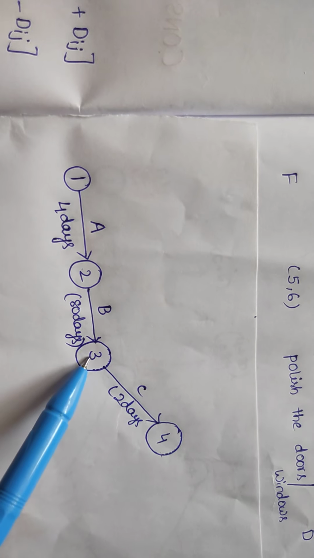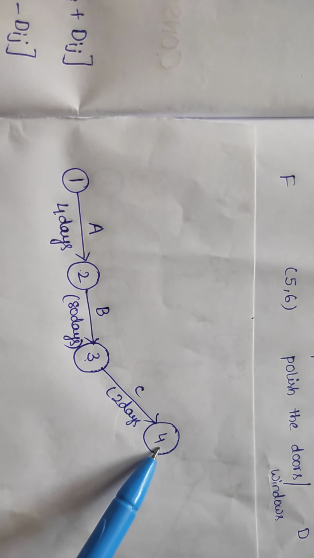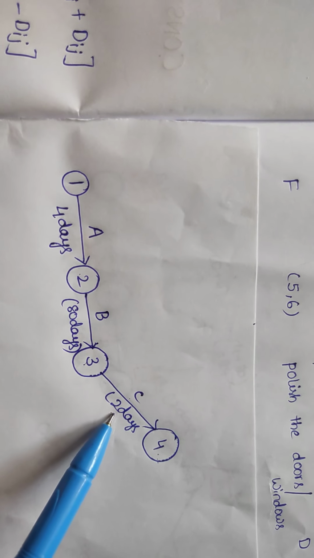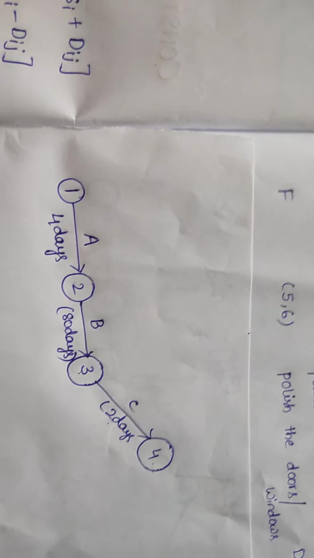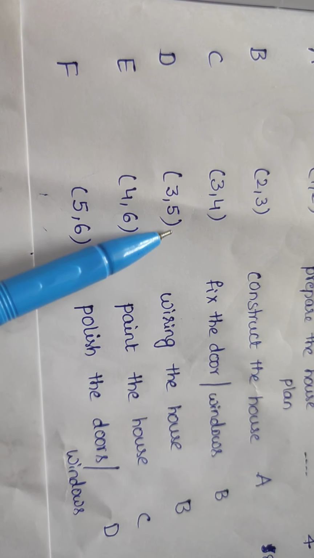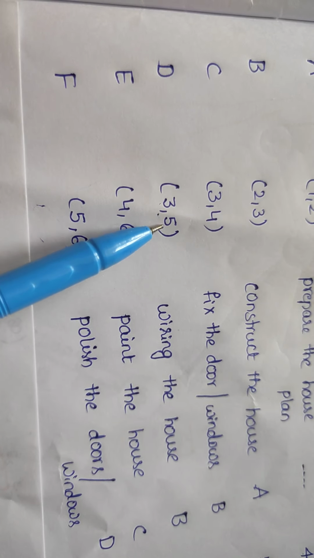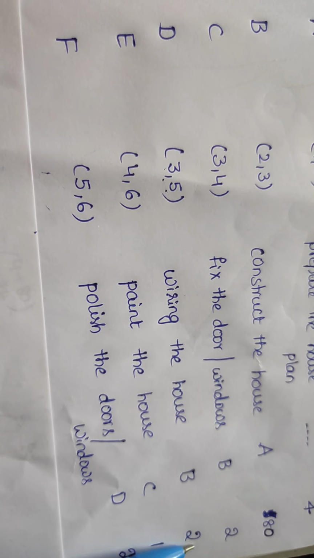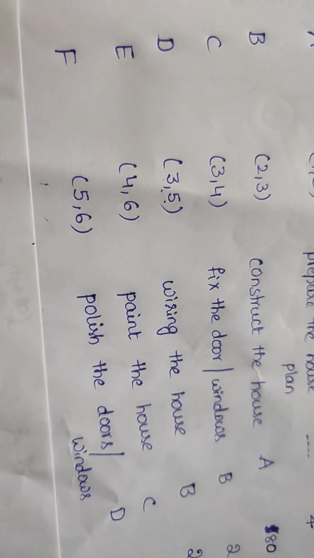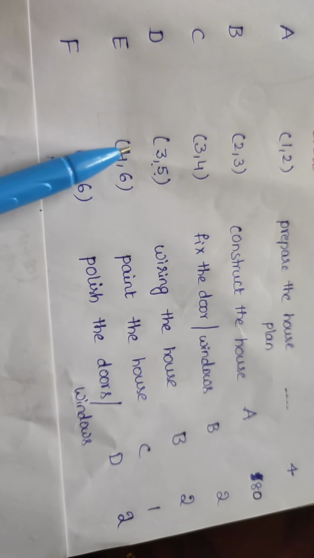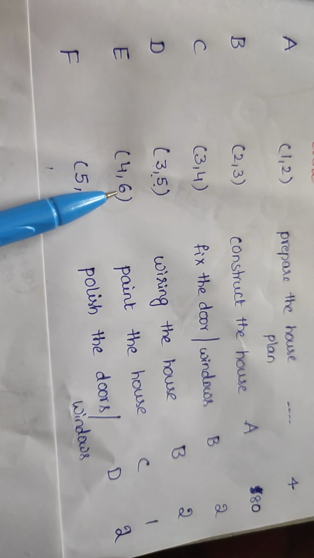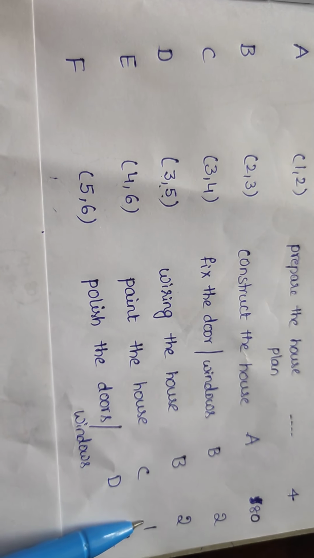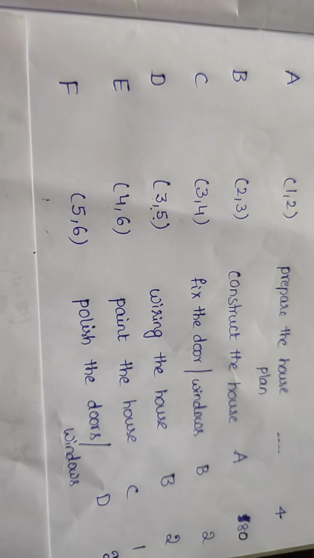So here 3 is the starting event and 4 is the ending event and the activity name is C, which is taking up 2 days of time. Next one is 3 to 5. Starting is 3, finishing is 5. The activity name is D and the amount of time taken is 2 days. Next one is starting is 4, ending is 6 and the activity name is E. Amount of time is 1 day.